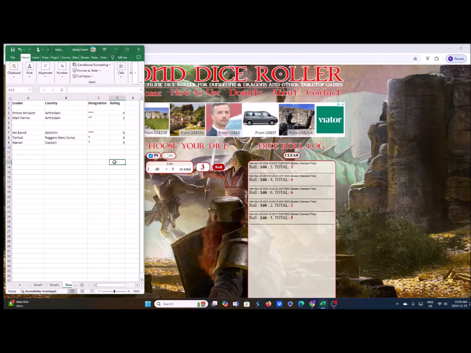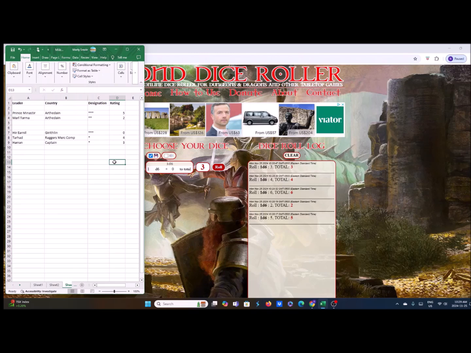If Tarhad is in whatever company Tarhad is with, he'll be a 4, and Harran will be a 3. Marl Tarma faces off against Tarhad. Tarhad will get a 4 bonus because it's 4 plus 0 for Ernil. But then Marl Tarma will be a 2 plus 5, 7. So 7 against 4 will be a plus 3 difference. And vice versa. So you're always going to get your army bonus.